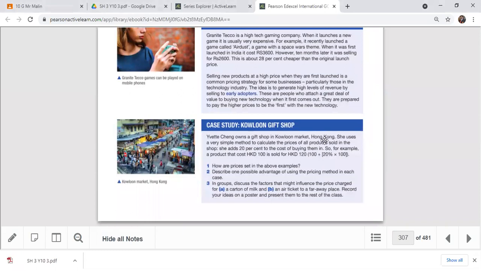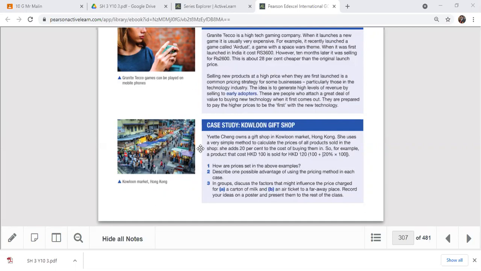Look at this case study. The other one, the Kowloon gift shop, right? Yuet Sheng was a gift shop in the Kowloon market in Hong Kong, and she used a very simple method to calculate the prices of each product sold in the shop. She adds 20% for the cost of buying them in. So 20% is another strategy. Even for the above strategy, they haven't mentioned the name of the strategy, but keep in mind this is skimming. And this one, it's adding a percentage of profit margin for everything. That's kind of cost plus pricing.